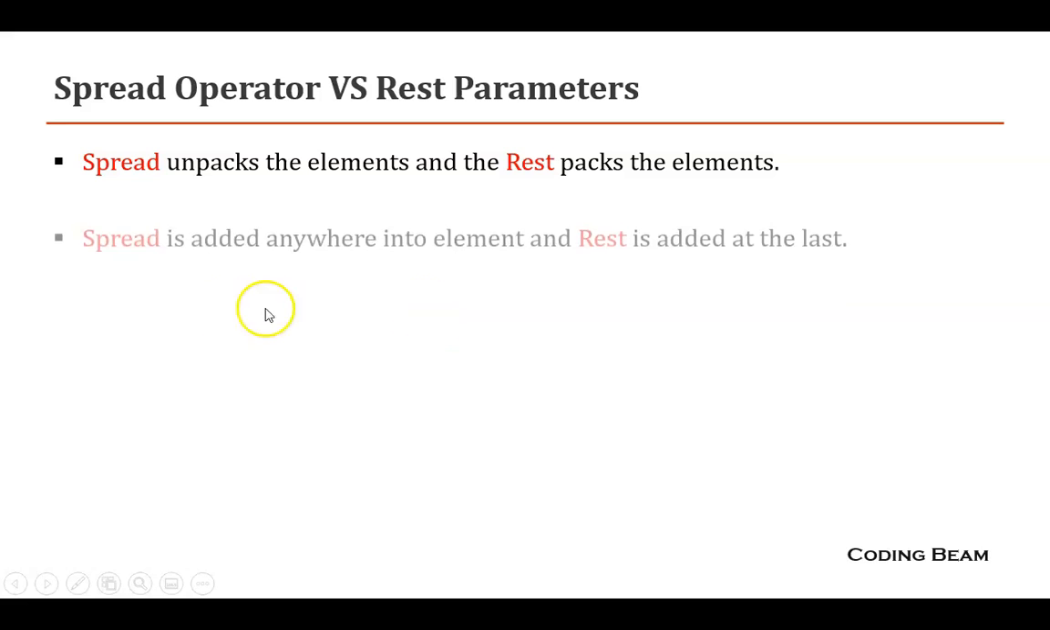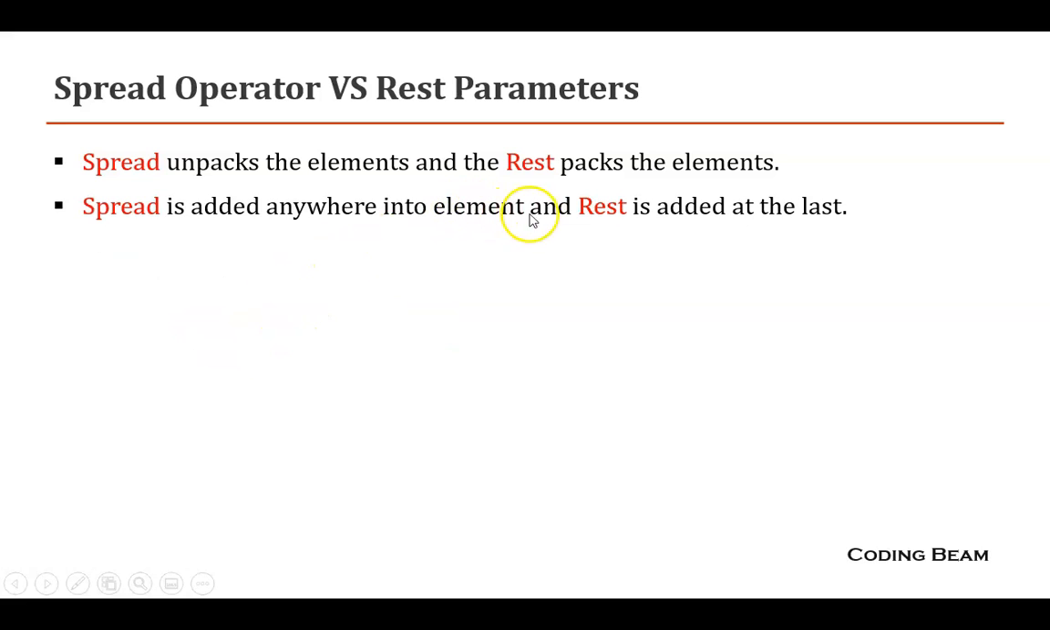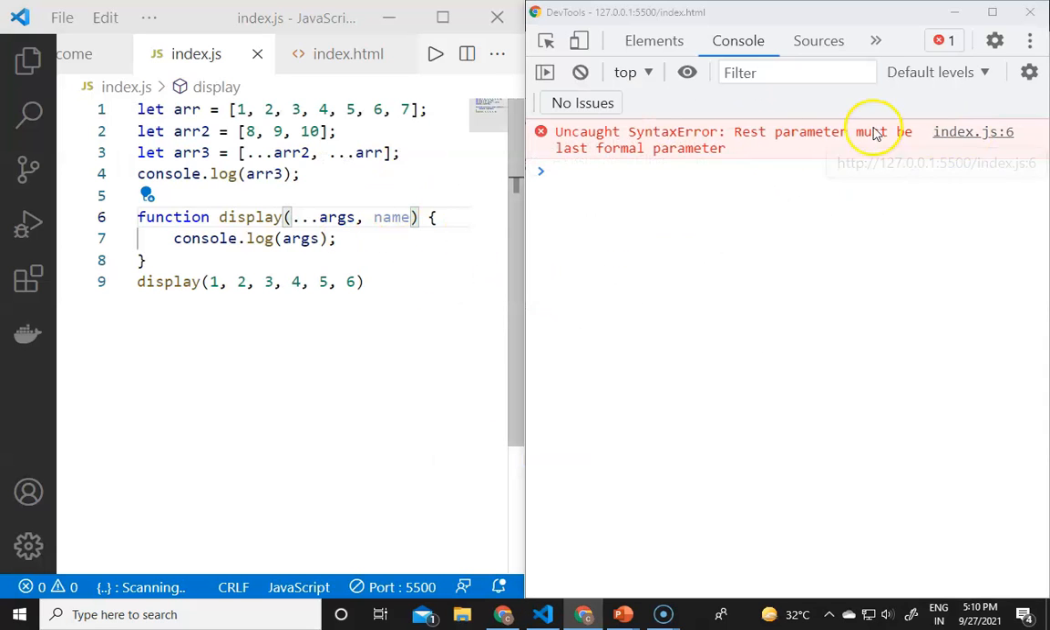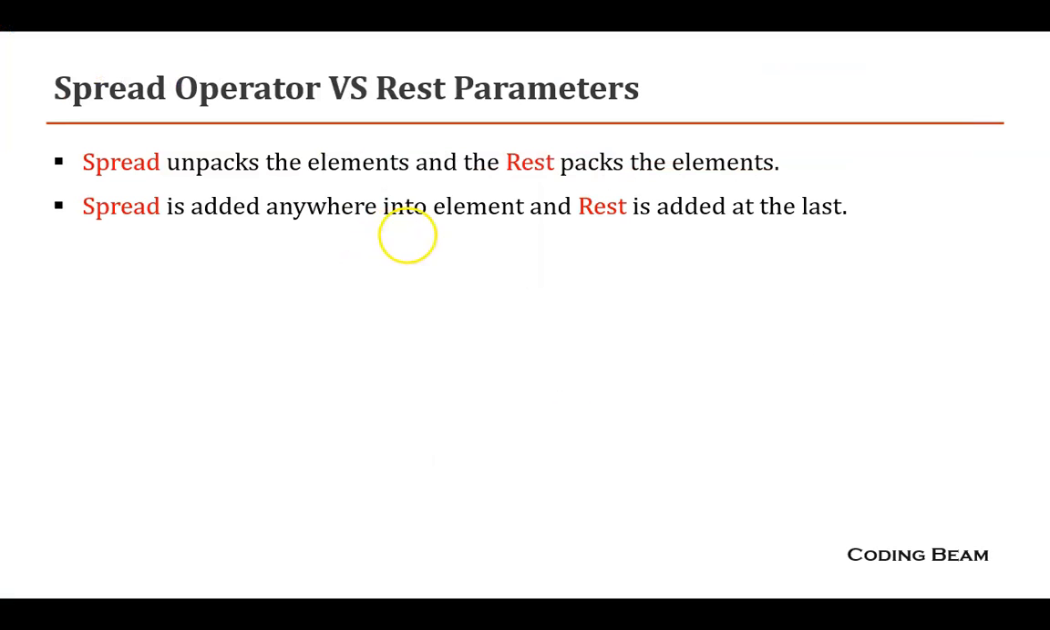Another difference is that the spread can be added anywhere in the array, but the rest is added only at the last. We have seen that we can add spread anywhere inside the array, but the rest operator has to be used at the end. If I use a name after these arguments, then it will give me an error. If I go to the console window, it gives an error that the rest parameter must be the last formal parameter. So it will give me an error if I do this in the front or in the middle of the parameters. These are the differences between them.